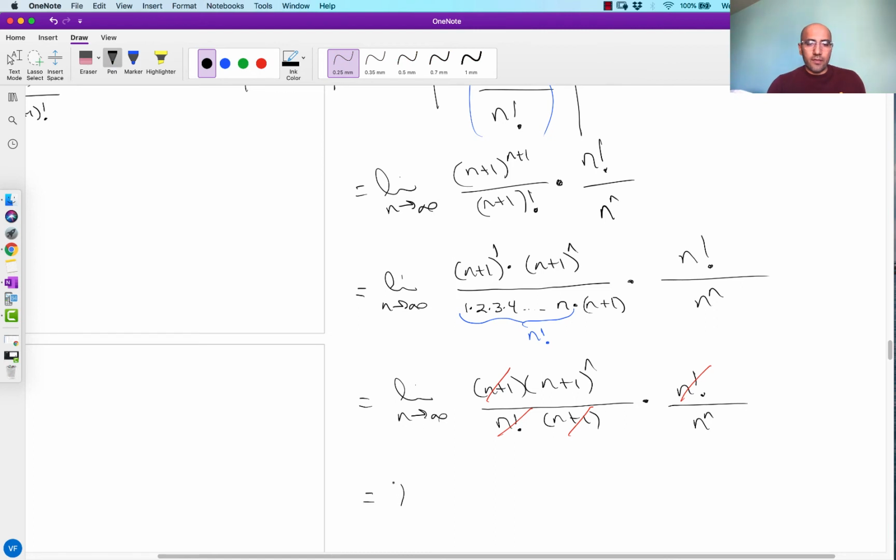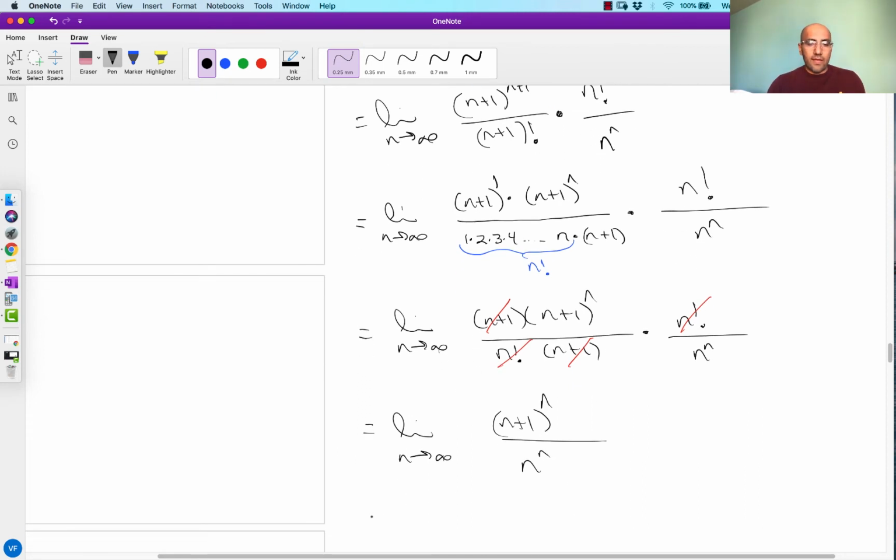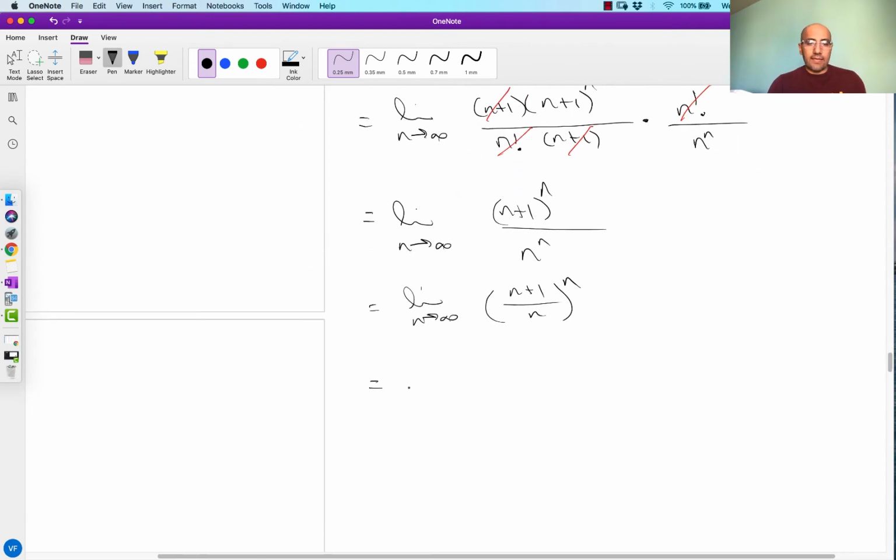So I'll end up with the limit as n goes to infinity of n plus 1 to the power of n divided by n to the power of n. And since they both have the same exponent of n, then we can tuck it under one big exponent. So this becomes the limit as n goes to infinity of n plus 1 divided by n to the power of n. And now we can simplify that a little bit and say that that's equal to the limit as n goes to infinity of 1 plus 1 over n to the power of n, right? Distributing this, n over n plus 1 over n gives you this.